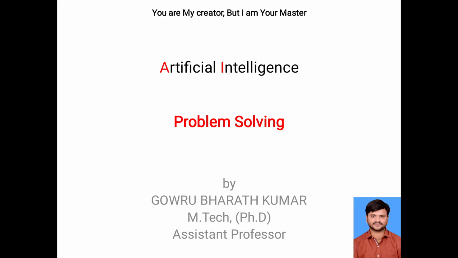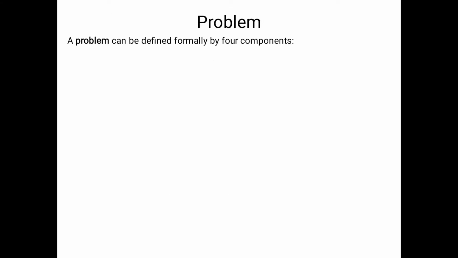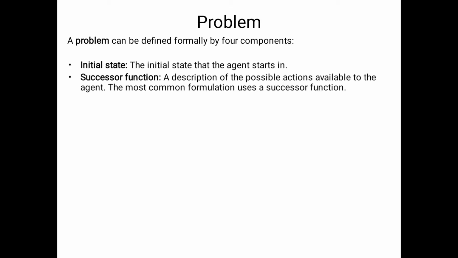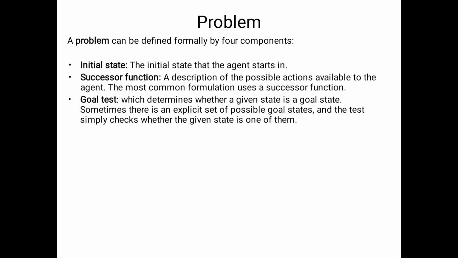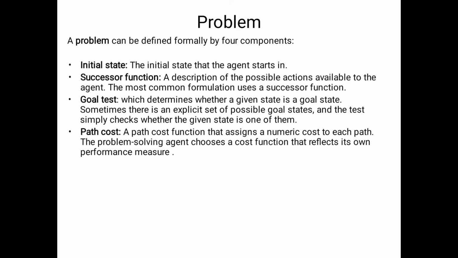Before we move to the fifth example, first we will see how a problem can be defined. A problem can be defined formally by 4 components: what is the initial state, what is the successor function, what is the goal, and what is the path cost. With the help of these 4 components we will solve the particular problem. So now in today's agenda we will discuss the vacuum cleaner world problem.